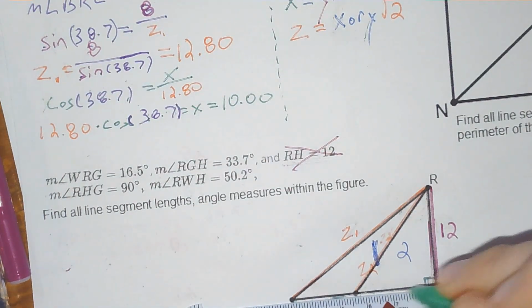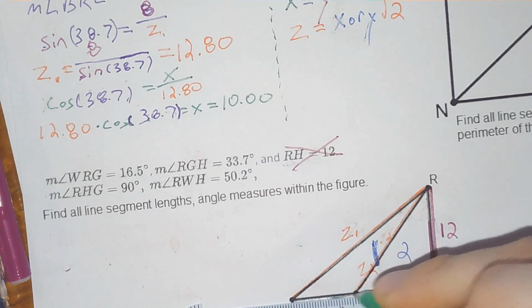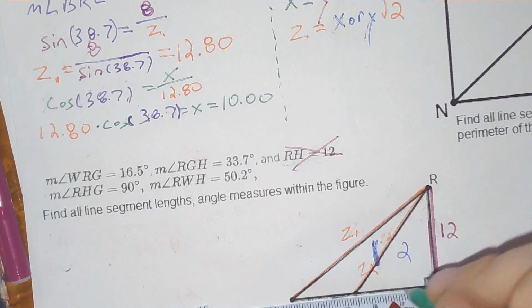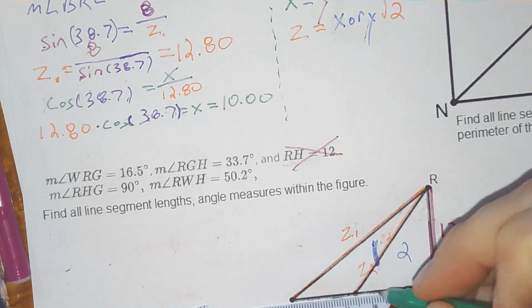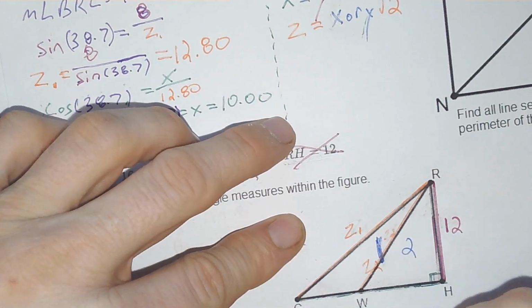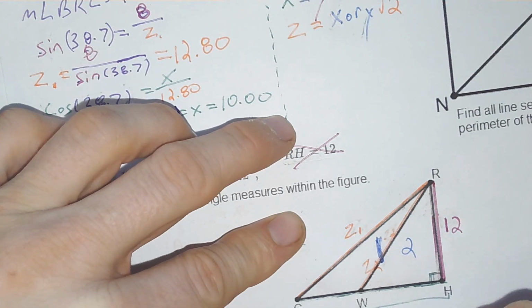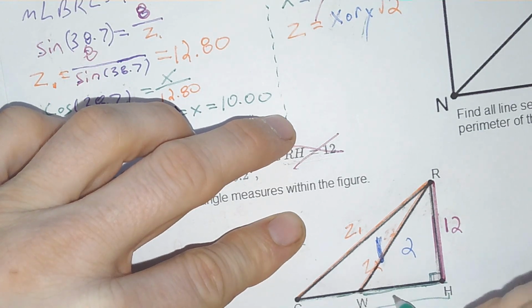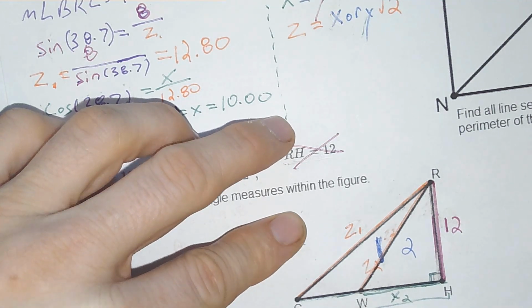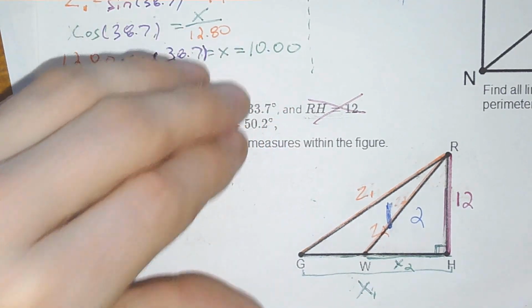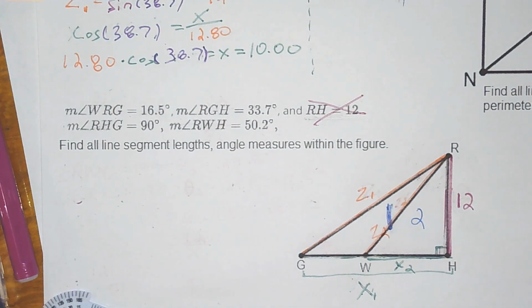And the green values are here, and the pen is not putting down ink very well. A green value for the big one, we'll call that X1, and for the small one, we'll call that X2. Okay? Hopefully you can see that better now. There you go. Okay. So, now we're going to go through and we're going to label.